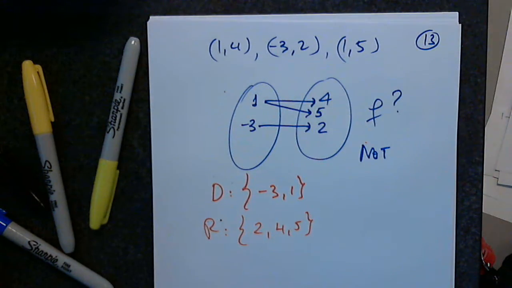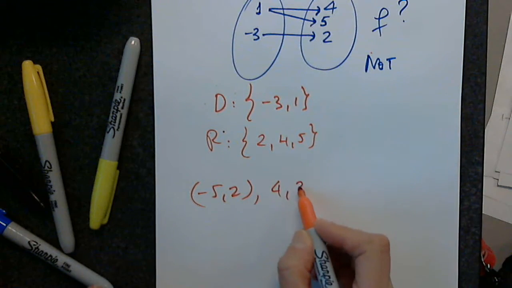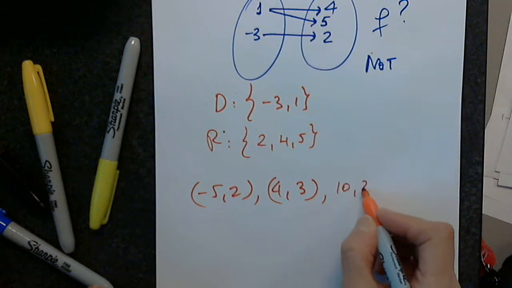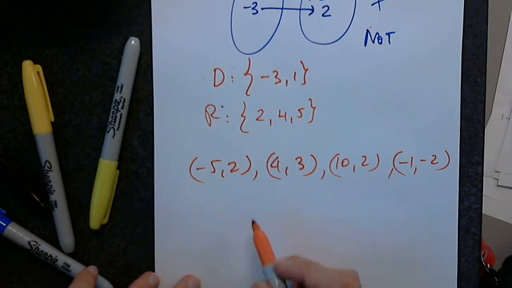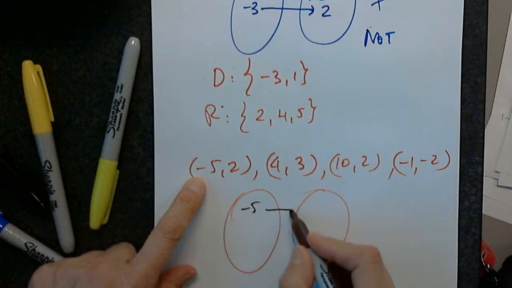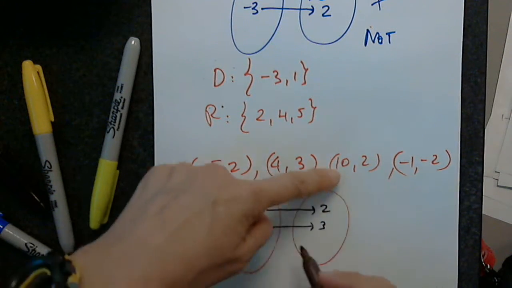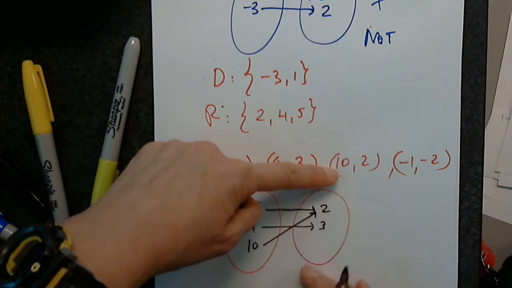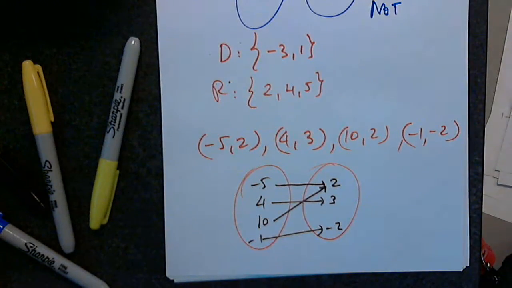Can we do another one? Yeah. So for example, let's say I have (-5, 2), (4, 3), (10, 2), and (-1, -2). Is this a function? I don't know. I create my bubbles on the side or scratch paper, and I put -5 corresponding to 2. I put 4 corresponding to 3. I put 10 corresponding to 2. And I put -1 corresponding to -2. Is this a function?